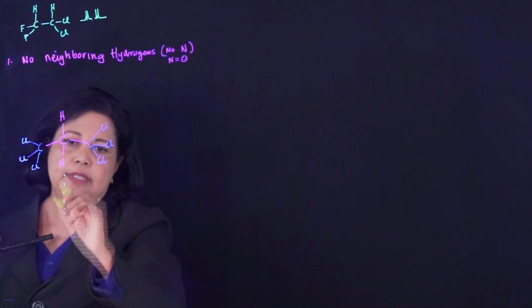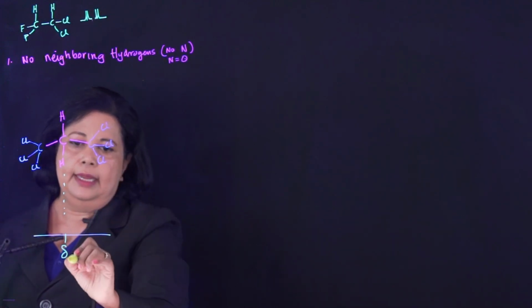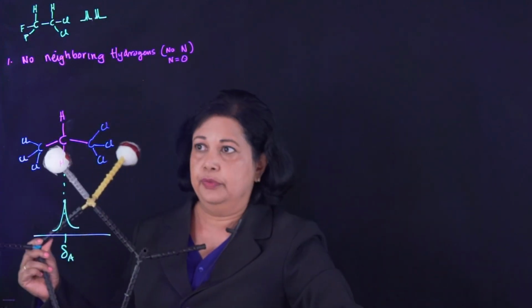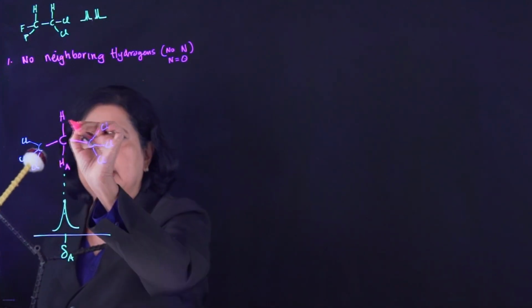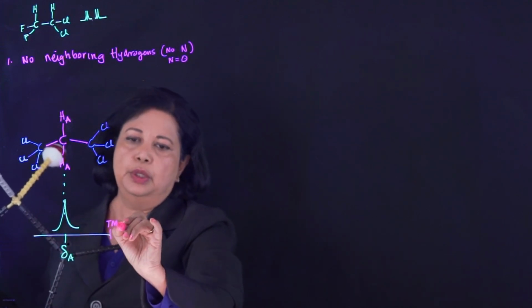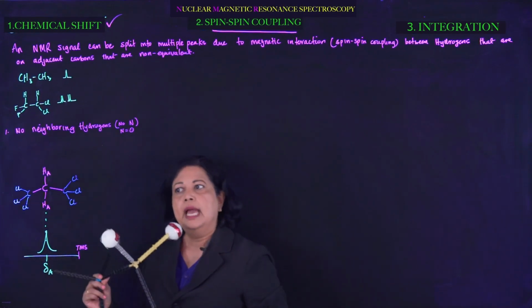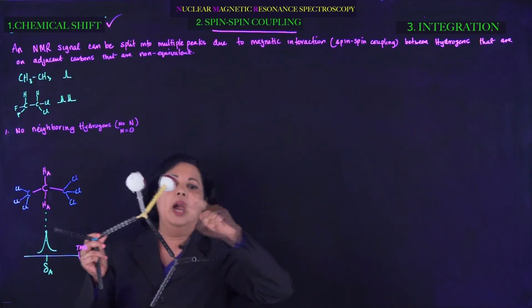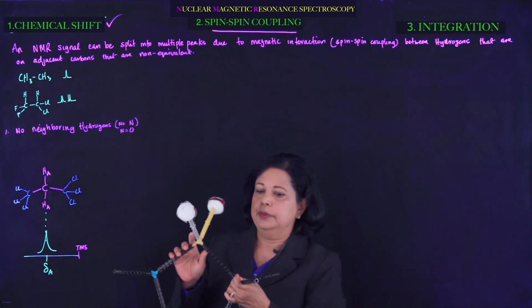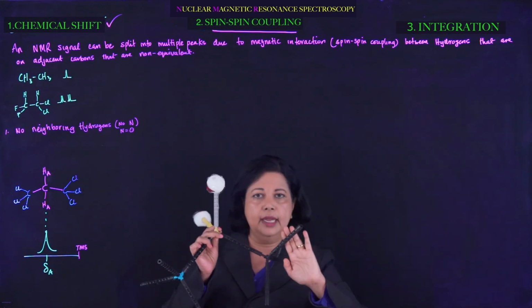Let's say you have some chemical shift, and let's call that delta A, and you will get one peak for that. Let's say these are your HA protons. At some chemical shift from TMS, you would get one peak. Let's say what happens if you have one neighboring hydrogen. So you have these having one peak. Now you're going to have a neighbor.